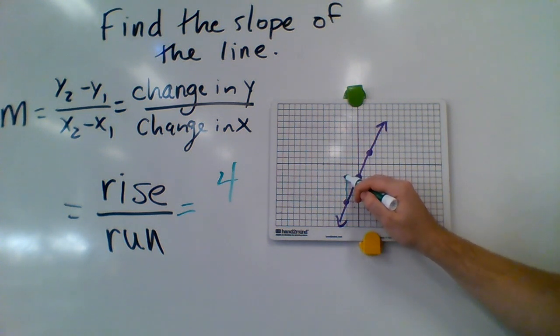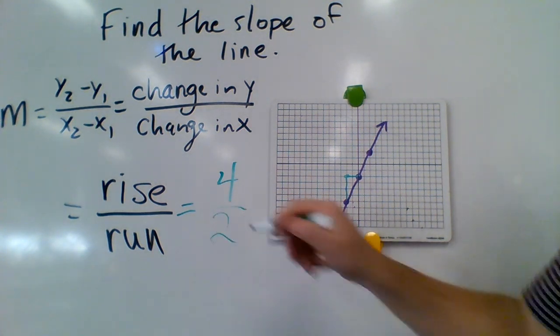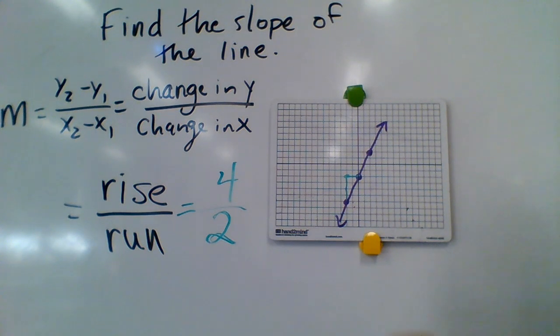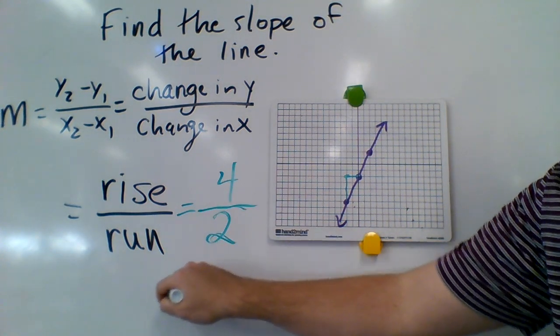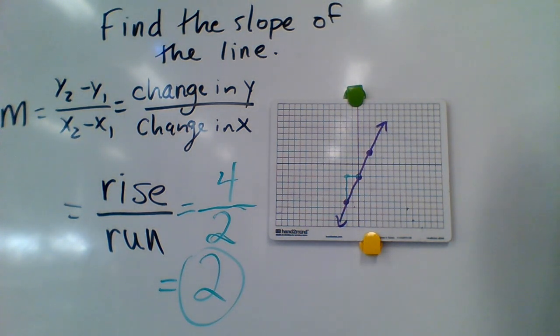Then I'm going to start right where I left off, and I'm going to run until I'm even with my next point. I'm going to go 1, 2 to the right. So my run is 2. So my rise over run is 4 over 2. 4 divided by 2, that simplifies to 2. So my slope in this one is 2. Now, it doesn't matter which points that you choose. You're going to get that same thing every single time. It's going to be proportional. We're going back to that word proportional.